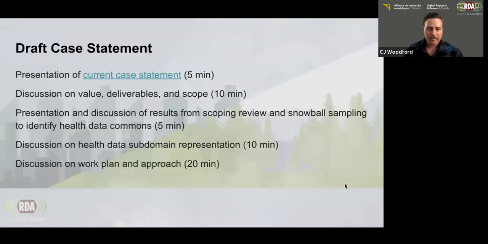All right, so from here, we'll move over into talking about the draft case statement for this specific working group. So the GORC model is kind of the container that we'll start with. And then the idea is that we want to develop it specifically as a profile for Health Data Commons.